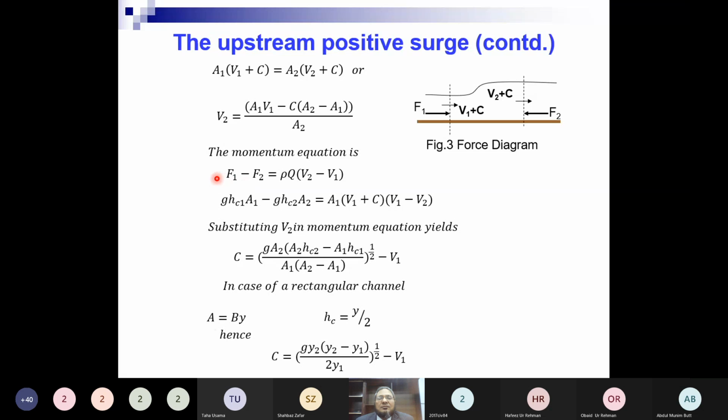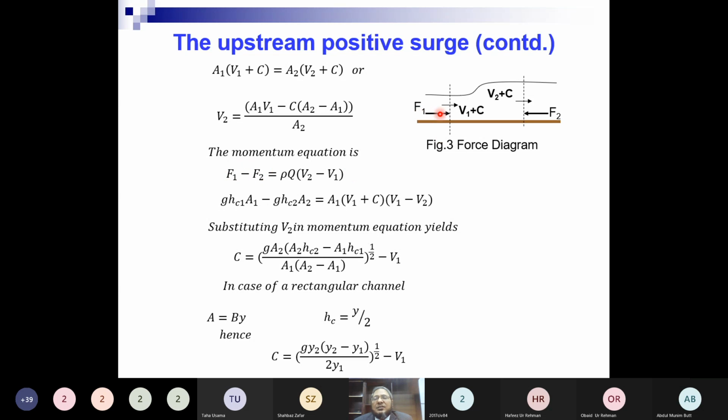The momentum equation is this one. How can we write the impulse momentum principle? The algebraic sum of all external forces acting on the control volume of fluid, which is from here to here, is equal to the rate of change of momentum. These are the external forces, F1 and F2, which are hydrostatic forces, and rho Q (V2 minus V1) is the rate of change of momentum.